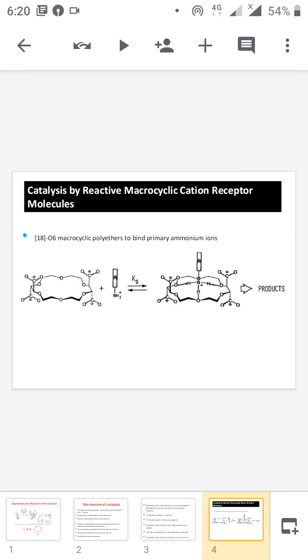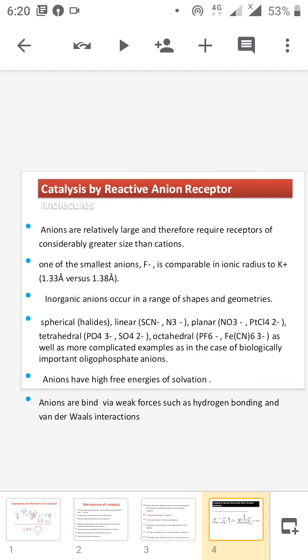Now, an example of catalysis by a reactive macrocyclic cation receptor molecule, in which the primary ammonium ion of the amino group is bound in the 18-crown-6 macrocyclic polyether, and after the reaction the macromolecule liberates the product and it is regenerated.